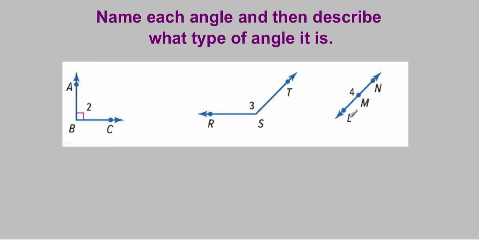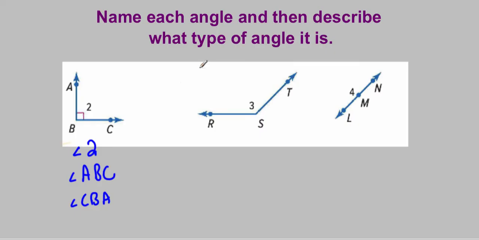Let's go ahead and name them and then describe what type of angle it is. So by name, we can name it two ways. If there's something inside of the angle, we could call it angle 2. Or if we want to do the proper way, we name it going along the edges. So we go from A to B to C. So we could call it angle A, B, C. You can also go in reverse. You can go C, B, A. But it's basically describing those 3 points that that angle passes through.